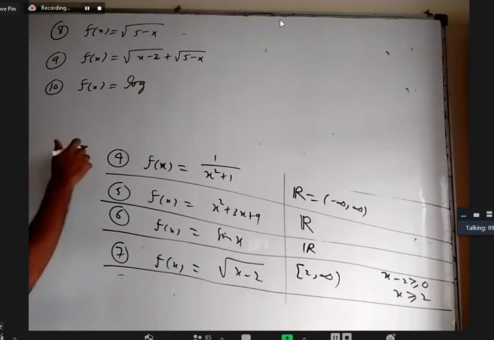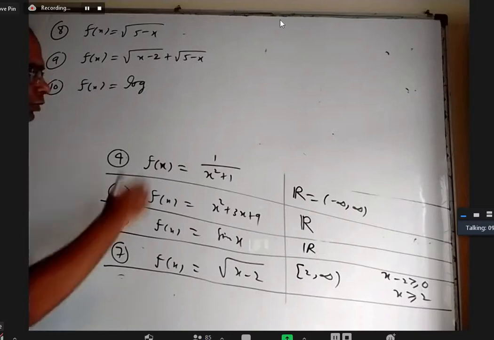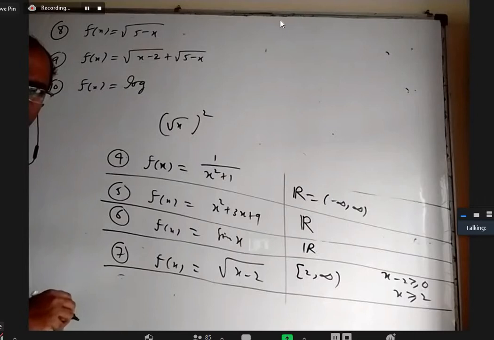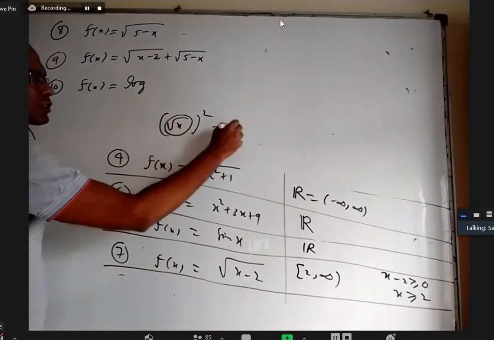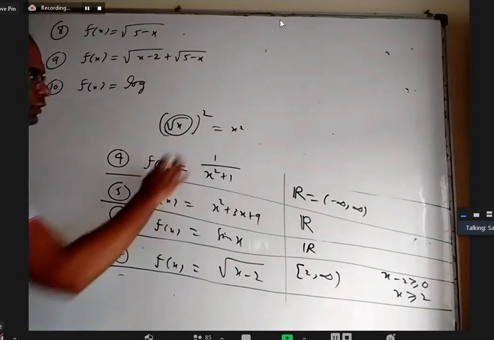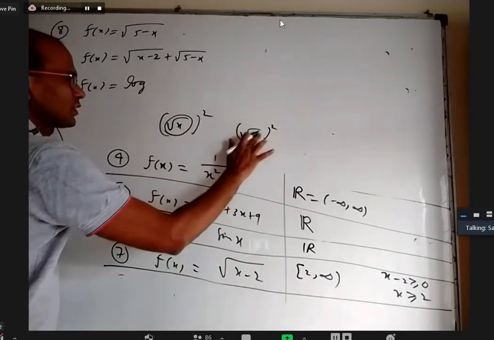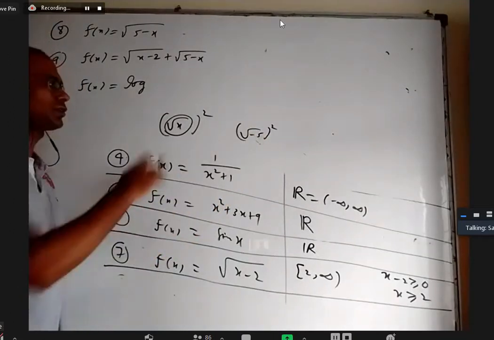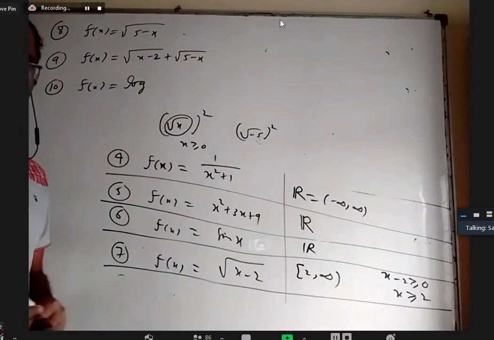What is the domain of root x whole square? First of all, root x has to be defined. Root x whole square is not x square, by the way. It is not that. Root minus 5 whole square, do you think it is minus 5? No. Root minus 5 is not even defined. So it is only x greater than or equal to 0. x cannot be negative.